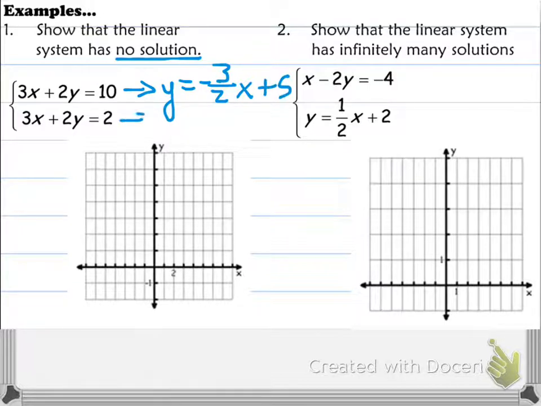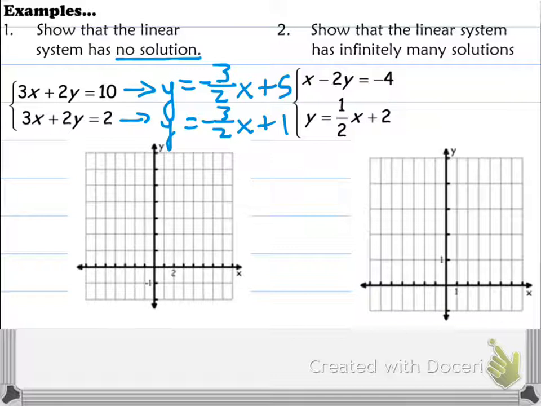On my second equation, I'm going to do the same thing. I'm going to subtract that 3x over. So when I do that, I'm going to have negative 3x on the right-hand side, divide by 2. I have negative 3 over 2x, but now that 2 is going to get divided by 2 and give me a plus 1. So when I graph both of these lines, let me graph the first one here.